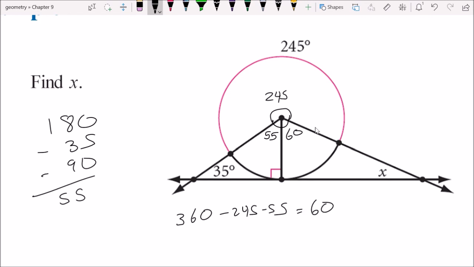All right, what else do I know? I'm trying to find x. I know that's 60. I know this is 90. Oh, guess what? If you know the angle is 60 and 90, guess what x has to be? X has to be 30, because that would make it a 30, 60, 90 triangle. Okay, that one's done.